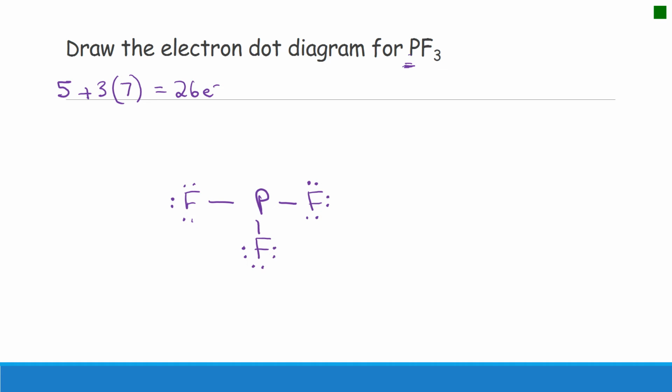Now we need to check the total number of electrons we've used. We've used 2, 4, 6, 8, 10, 12, 14, 16, 18, 20, 22, 24. If we go back here, we said we had 26 electrons. So the last 2 electrons get put on the central atom. The final question: does our central atom have 8 electrons? It's got 2, 4, 6, 8. Yes, it does. Tick. I've done it correctly.